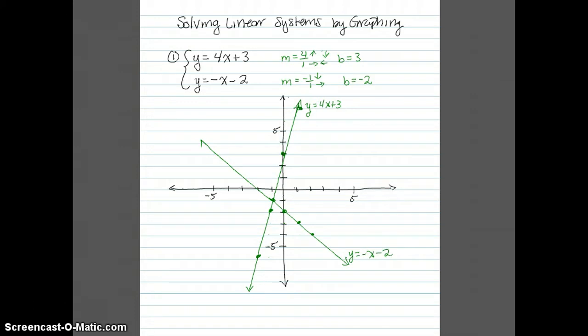All right, now again, I'm not done because I haven't answered the question. I need to find the point of intersection, which is right here, and I will label it with its coordinates, which are -1, -1. So now the solution to this system of linear equations is the point -1, -1.